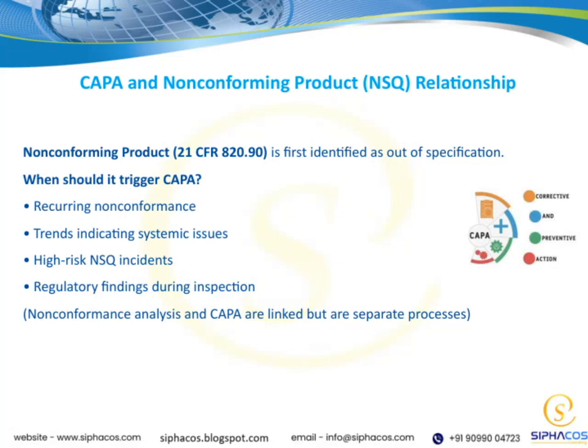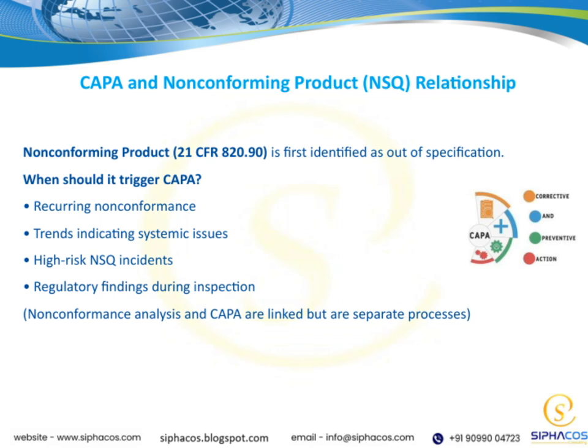Let's take a look at the relationship between CAPA and nonconforming products, or NSQ. When we talk about nonconforming product, as defined by 21 CFR 820.90, we're referring to products that are identified as out of specification or not meeting the required standards. Now, the key question is, when should this trigger a CAPA? There are several situations to watch for.